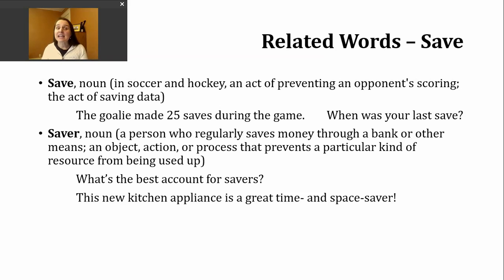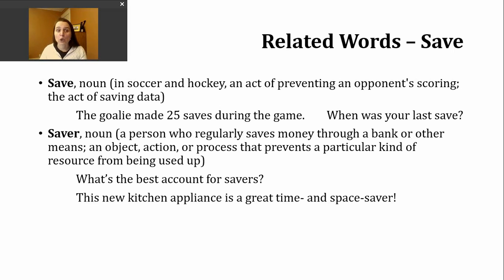The noun save could also just be the act of saving data. So again, connecting this back to computing or working with computers. I know when I've had an issue and I've talked to an IT professional, I've heard this question: when was your last save? So when is the last time you clicked save on your particular document?